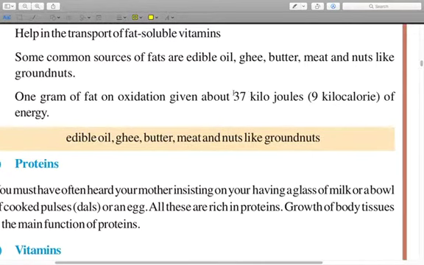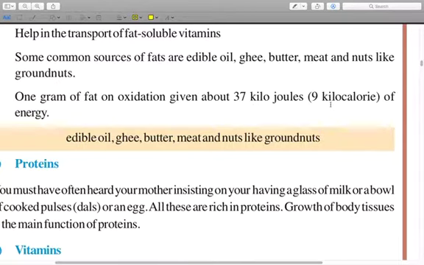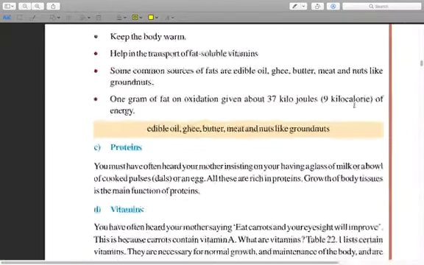These are units. You don't have to get scared by hearing these units. Like how for time we have seconds, and for distance you have inches and meters. These are different units. Likewise, to measure energy, they have units called kilojoules and kilocalories. So you just have to remember that 1 gram of fat on oxidation gives 37 kilojoules or 9 kilocalories of energy.